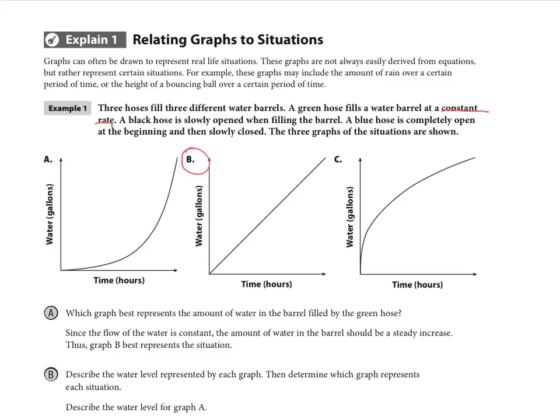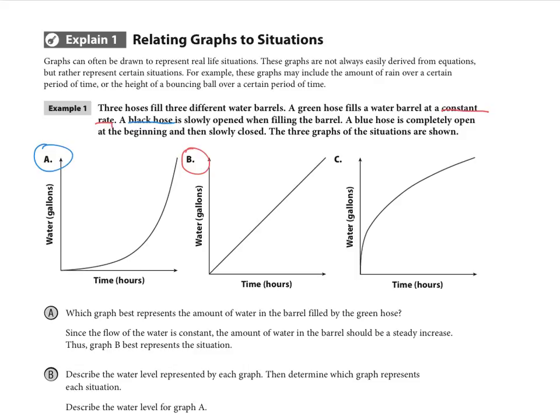The second one, a black hose is slowly open when filling the barrel. So which one shows water slowly going in, but then increases very quickly? A. Okay, so the black hose would be A. We read the third one just to make sure.